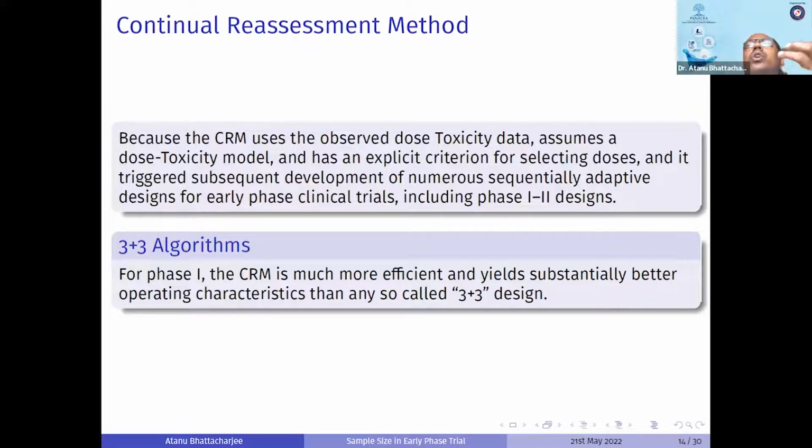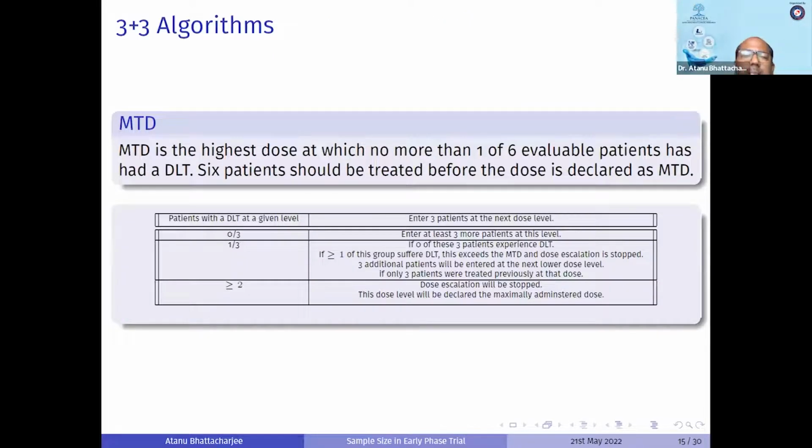Even for company approved or market approved drugs, if you want to see this among patients, just for the sake of understanding or doing an experimental exercise, you can easily conduct the 3+3 algorithm or 3+3 study design. For a phase 1, the CRM is much more efficient and yields substantially better operating characteristics than the so-called 3+3 design. So now I'm going to explain how these 3+3 designs work.